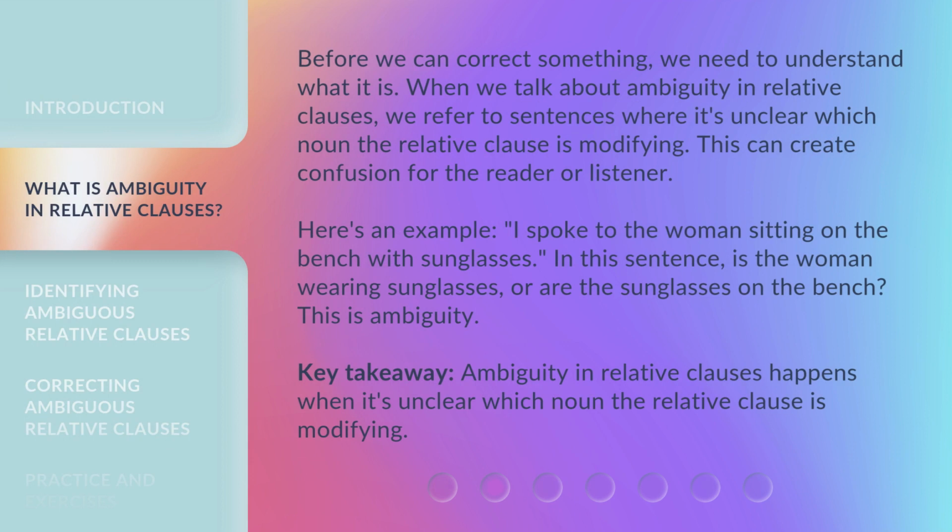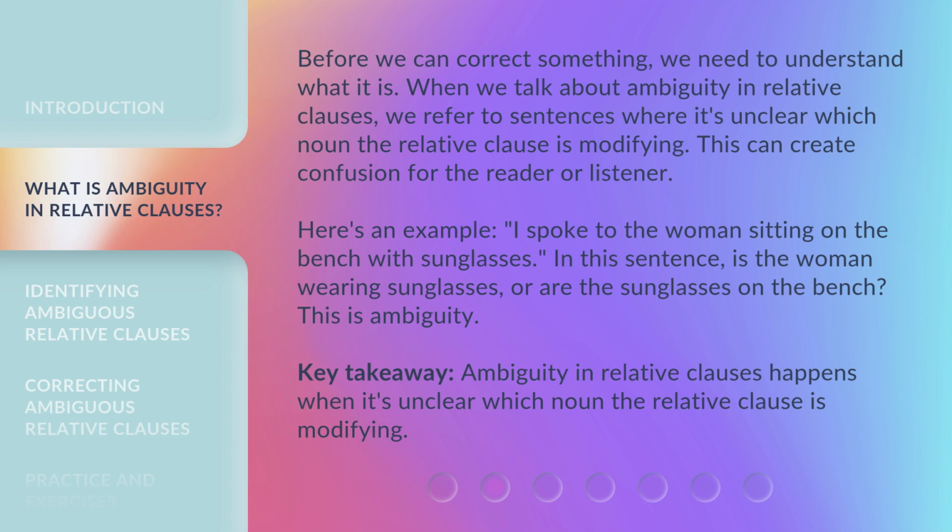Before we can correct something, we need to understand what it is. When we talk about ambiguity in relative clauses, we refer to sentences where it's unclear which noun the relative clause is modifying. This can create confusion for the reader or listener.